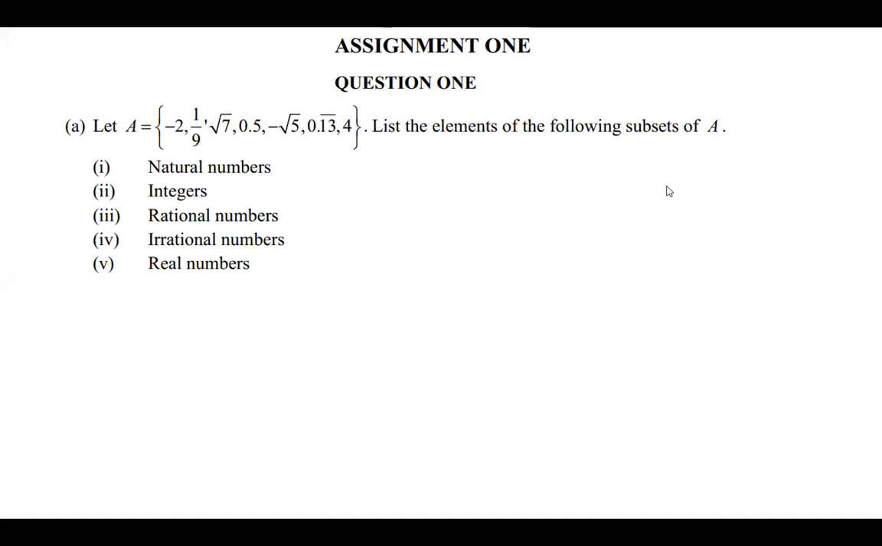Right, so this was your first question in the assignment. Then it says, let A be equal to that. List the elements of the following subsets of A. The first question is asking us to find natural numbers.